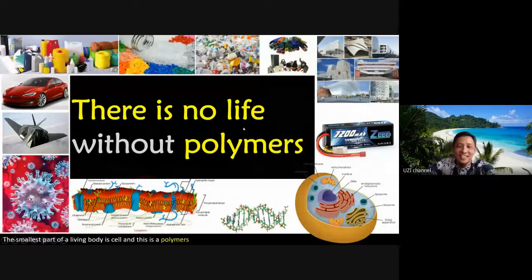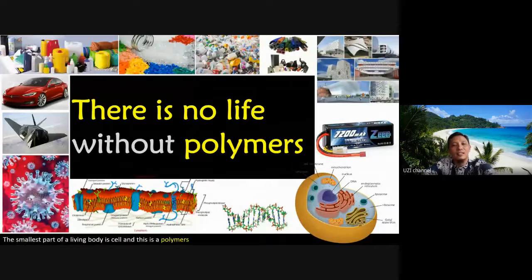As we can see with the coronavirus, they consist of the very basic protein structure, such as amino acids, for example. So it's also said to be polymers, because the small parts of the living body, cells, can be said as polymers.